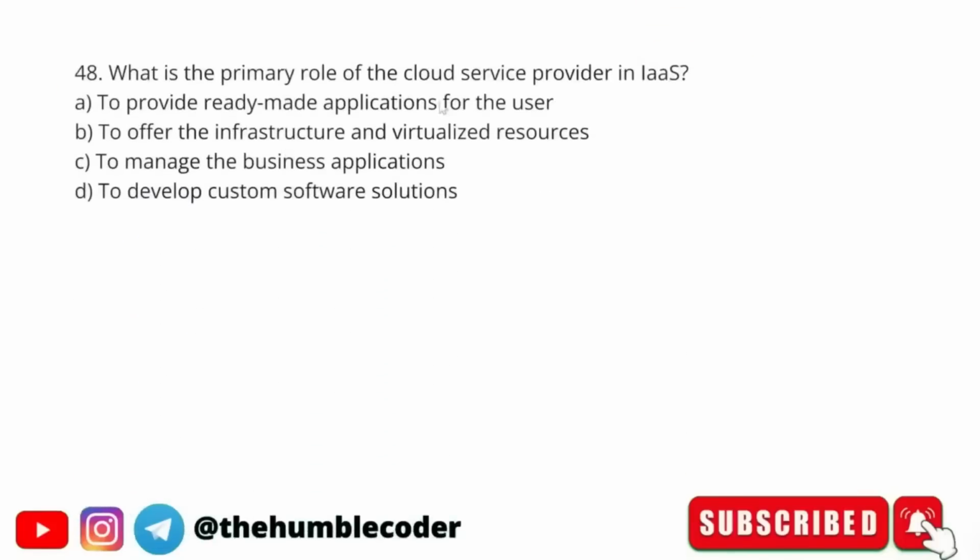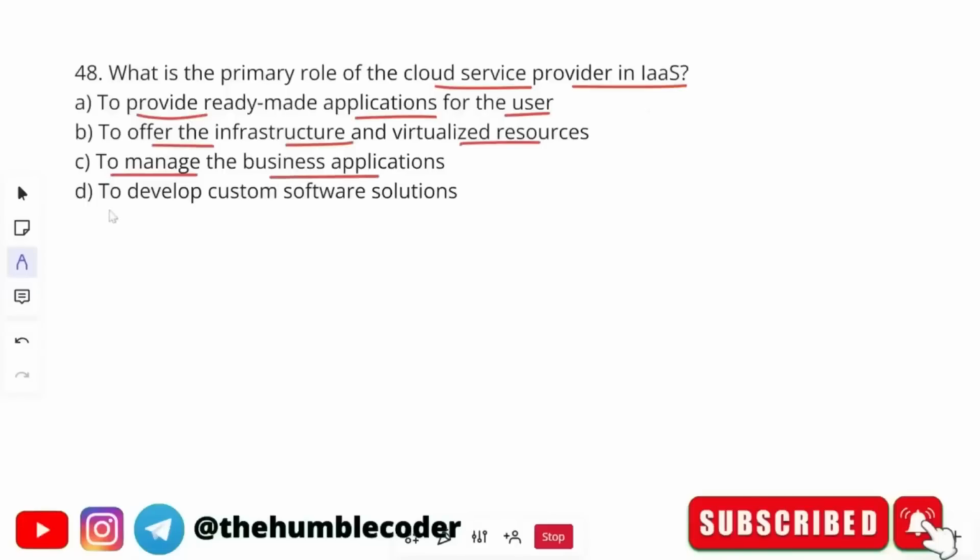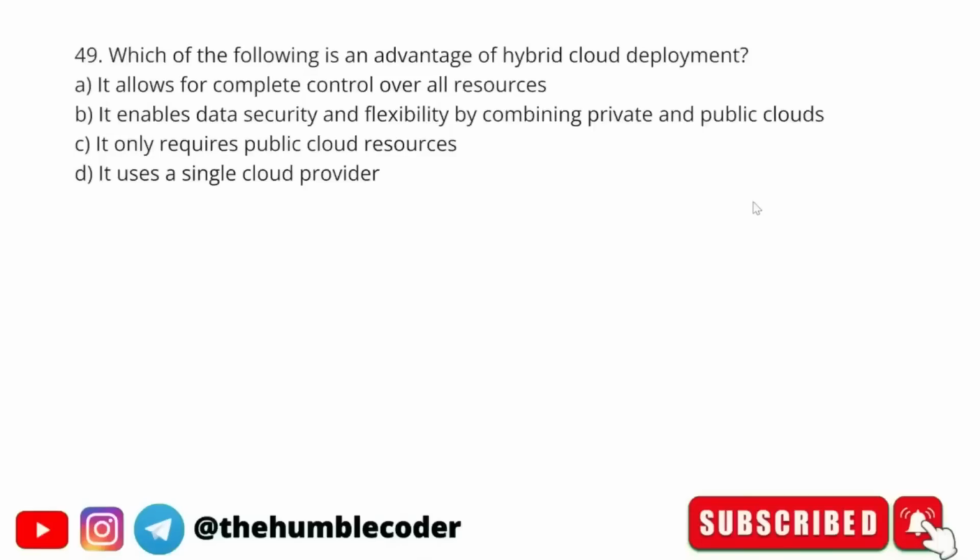What is the primary role of a cloud service provider in IaaS? The options are, option A, to provide ready-made applications for the user. Option B is to offer infrastructure and virtualized resources. Option C is to manage the business application. Option D is to develop custom software solutions. The correct answer is option number B, that is to offer the infrastructure and virtualized resources. Let's now have a look at our next question.